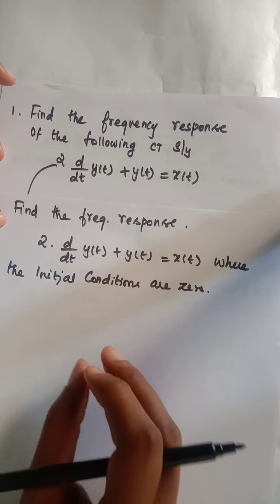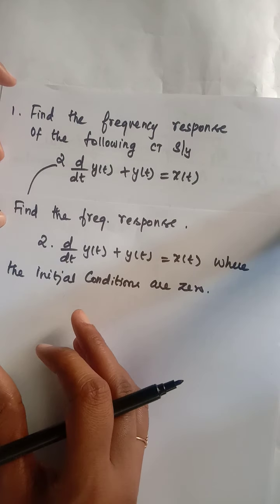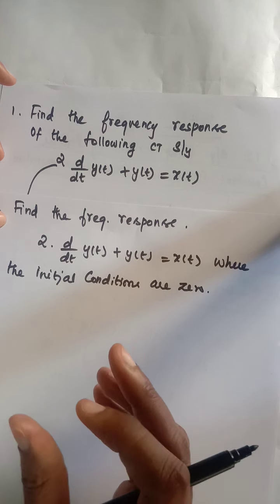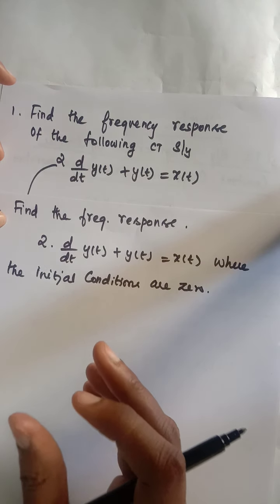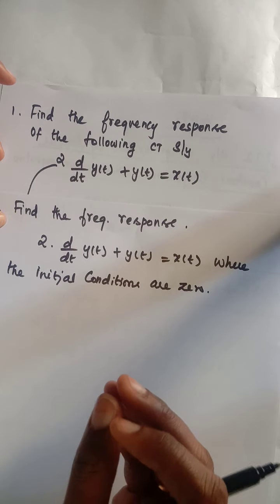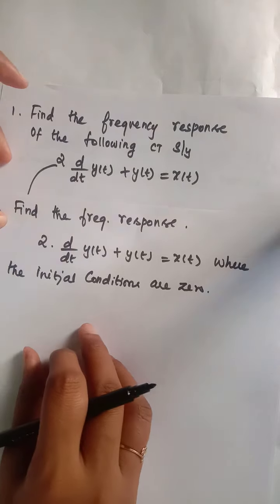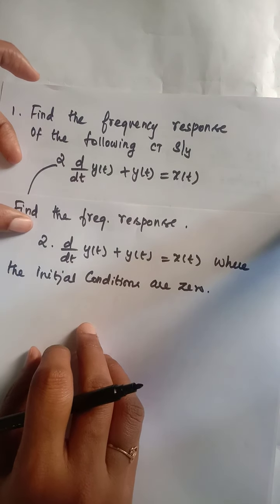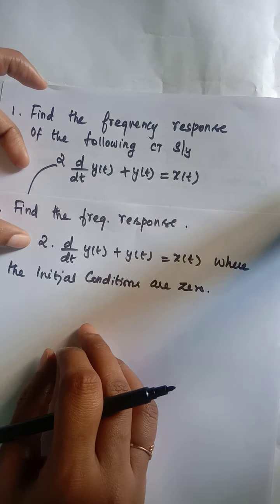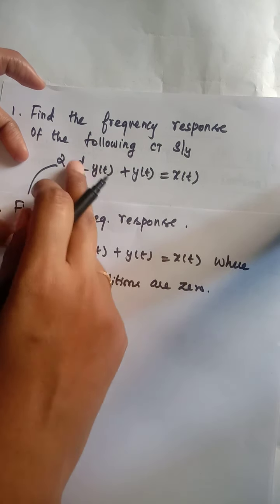If you have a system with some initial condition, for example a filter constructed using R and C, the capacitor will have some initial charge. If we need to consider that initial charge to find the functionality of the system, in that case we can use the Laplace transform. So the same concept I am going to apply here.